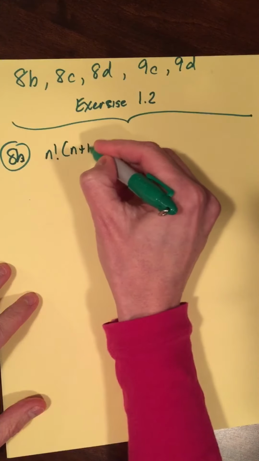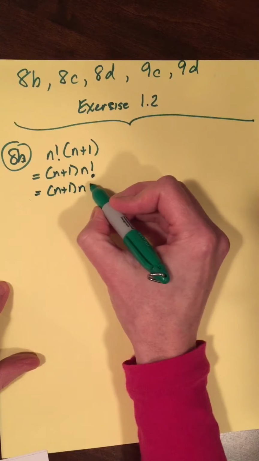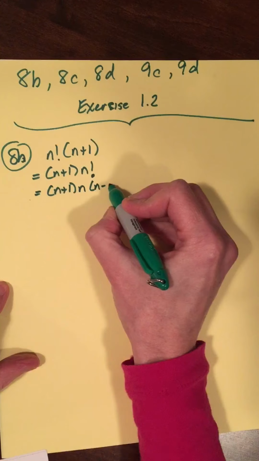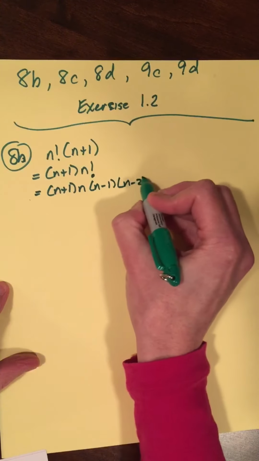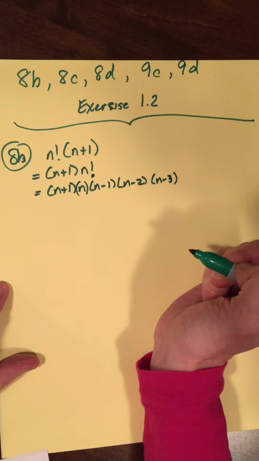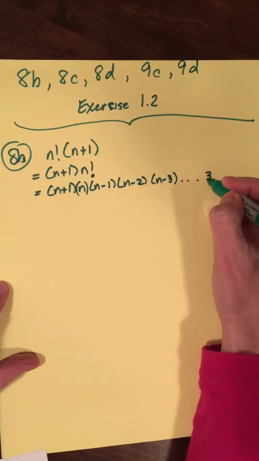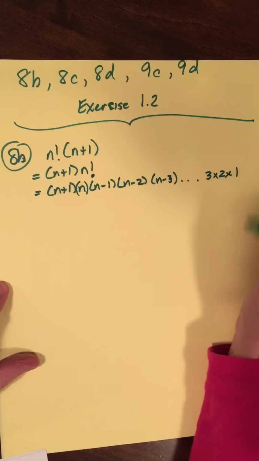Then n factorial. So I'm now going to expand that n factorial using my factorial law, which is n, n minus 1, n minus 2, n minus 3. Now because everything's in brackets, I'm going to put the n in brackets as well. Dot, dot, dot, 3 times 2 times 1. So n plus 1 was the doorman. N factorial expanded looks exactly like this.